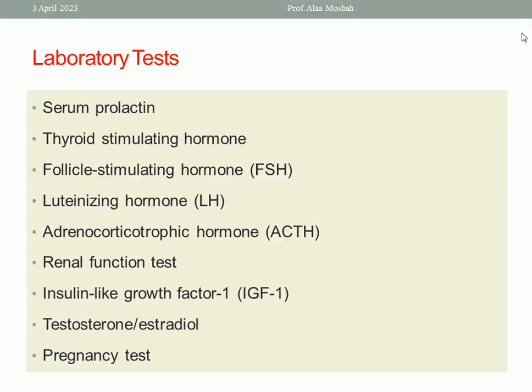Okay, what about lab tests? As I said, serum prolactin. TSH is important because there may be hypothyroidism, which is a cause of hyperprolactinemia. FSH and LH may be needed. Adrenocorticotropic hormone is needed in some cases. Renal function tests like serum creatinine. Insulin-like growth factor 1 may be needed. Testosterone or estradiol level and pregnancy test if you are suspecting pregnancy. Okay, so these investigations are not done as a routine. They are done only when indicated.